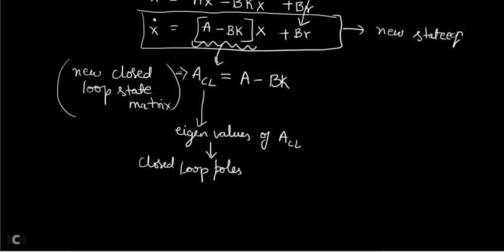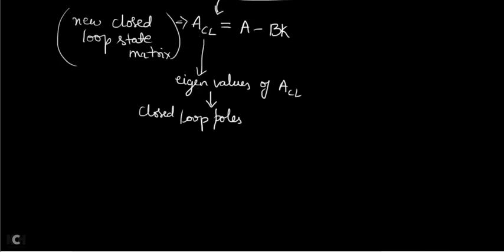That is going to give you the closed loop poles, and these closed loop poles should be present only on the LHS. Then only you can tell the closed loop system is completely stable. So how to make the eigenvalues of ACL be present on the LHS?